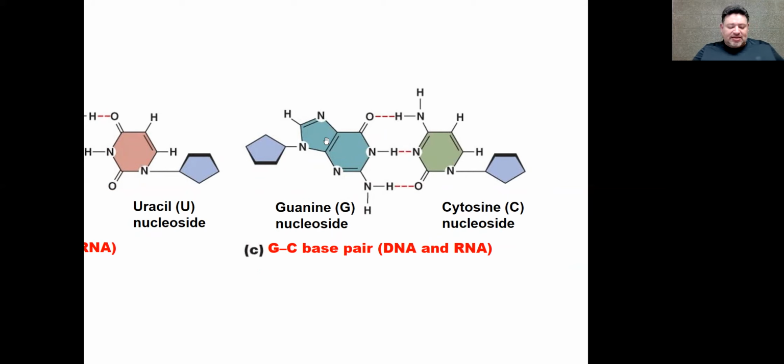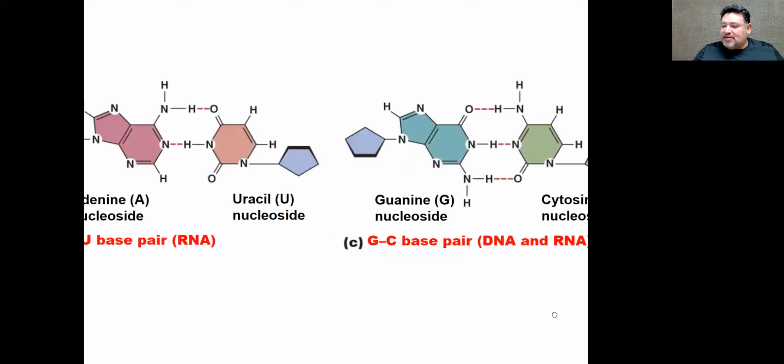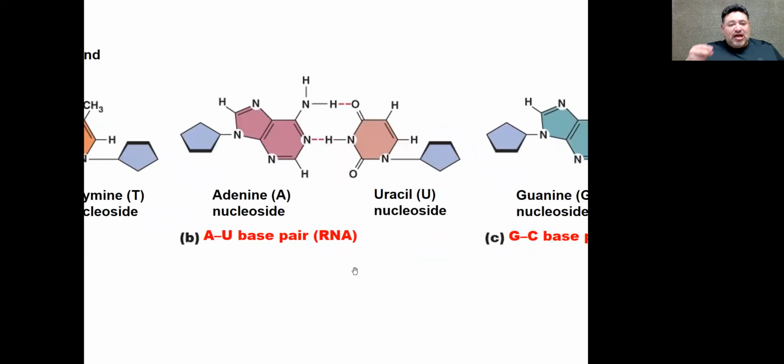What does this mean? This means that if you know one strand of DNA, you'll know the sequence of the complementary strand because of these rules. And again, the Chargaff's rules are G goes with C through 3 hydrogen bonds. In RNA, U goes with A through 2 hydrogen bonds. And in DNA, T goes with A through 2 hydrogen bonds.